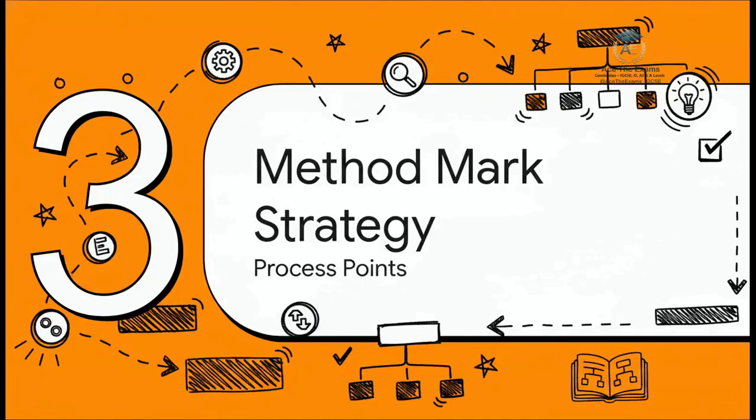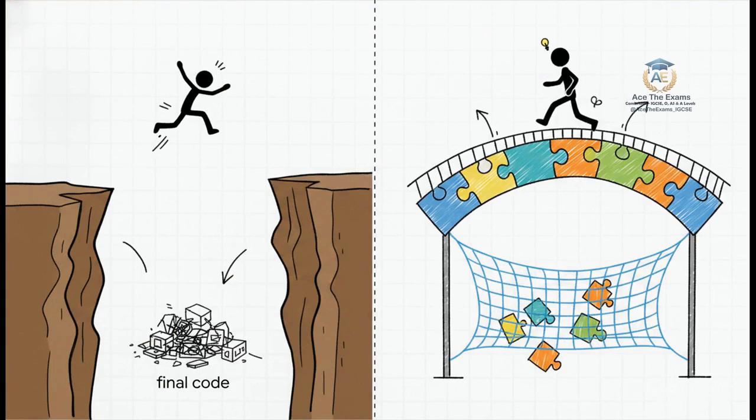Moving on to Section 3, the method mark strategy. This is all about earning points for the process. Listen closely, because in Cambridge Computer Science, the journey is often just as important as the final destination. Marks are heavily awarded for the process. Examiners actively award method marks for your procedural steps and clear working.